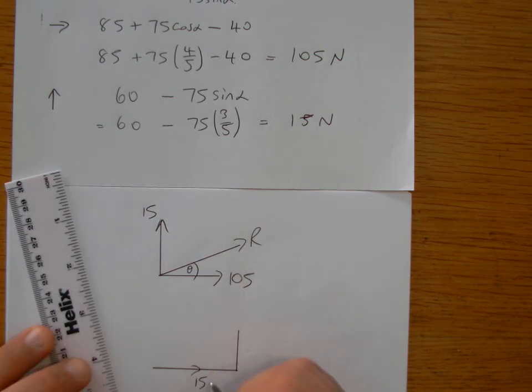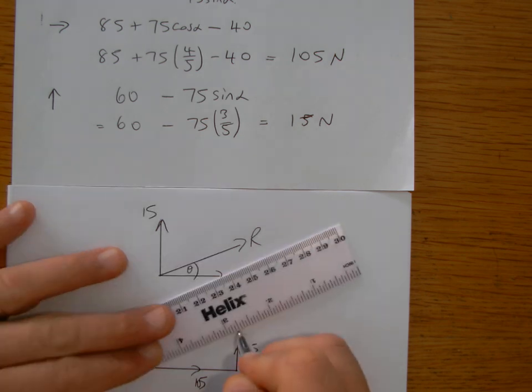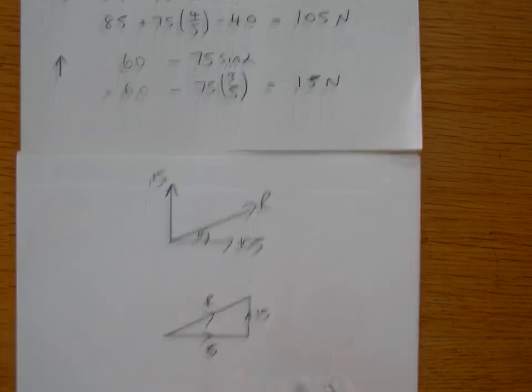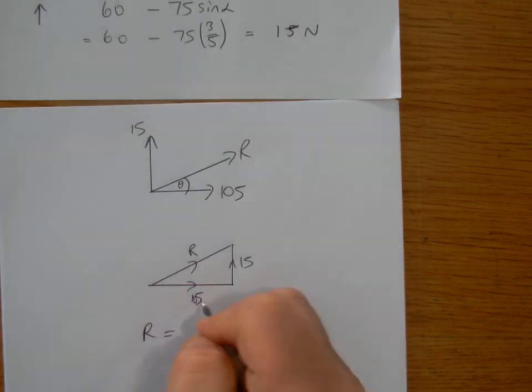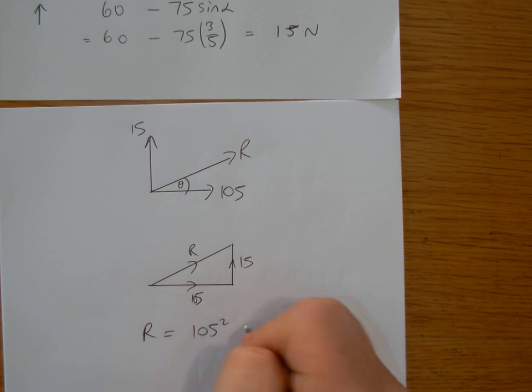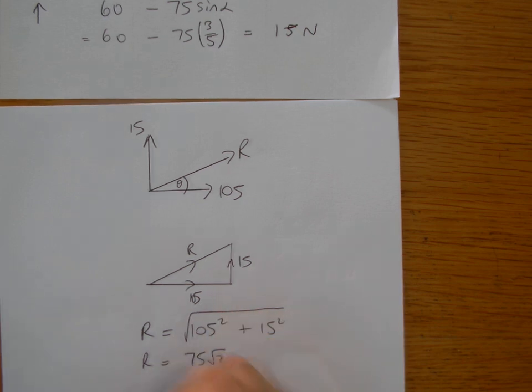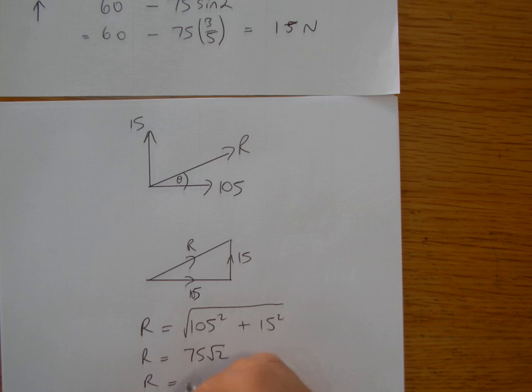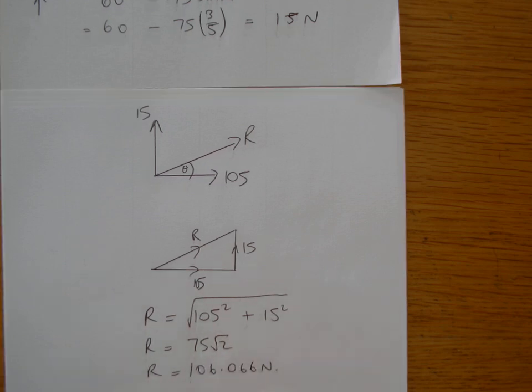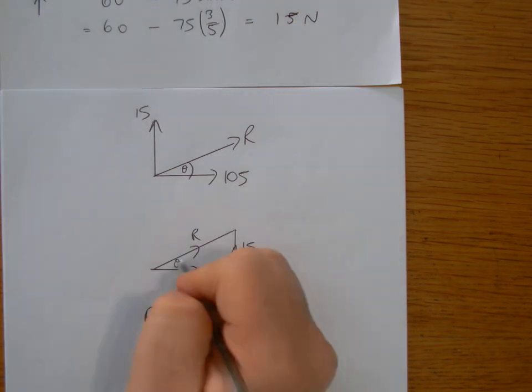In the x direction, 15 in the y direction, and then R will be the hypotenuse. So R is 105 squared, add 15 squared, and then square root. So R will be 75 root 2, which is 106.066 newtons. And then to get the angle, theta will be this angle here.